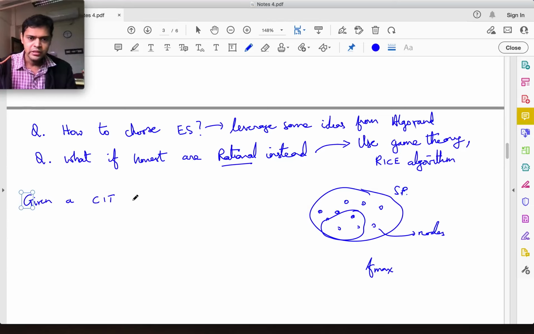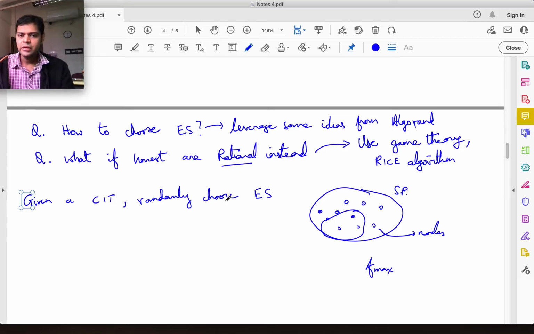Given a CIT, we want to randomly choose the execution set, and we want to choose a random execution set in every round. So how is this to be done? It seems a little bit tricky because there has to be some sort of rules which everybody agrees to.